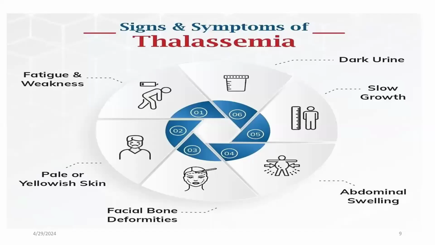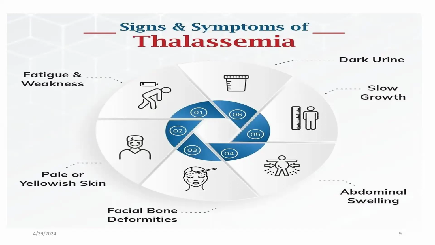On the next slide, we have the clinical scenarios. How will we diagnose thalassemia? There are various signs and symptoms of thalassemia. As we know, thalassemia will have a deficiency of hemoglobin. Of course, if there is a deficiency of hemoglobin, there will be anemia. First, you will see symptoms from the decreased hemoglobin and decreased oxygenated blood. The patient will have fatigue and weakness, as shown in the top left corner.